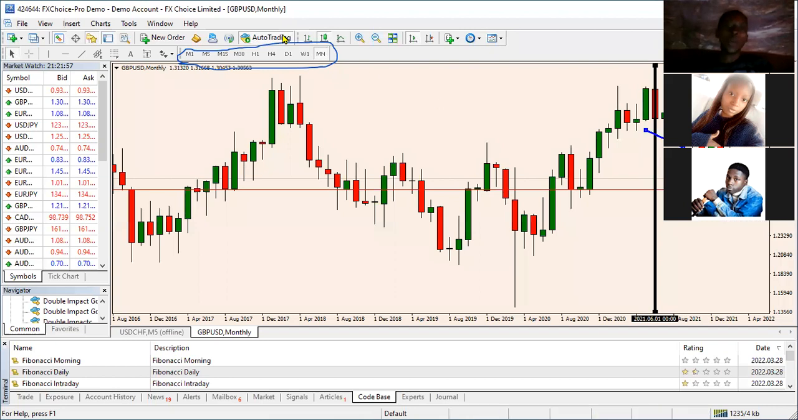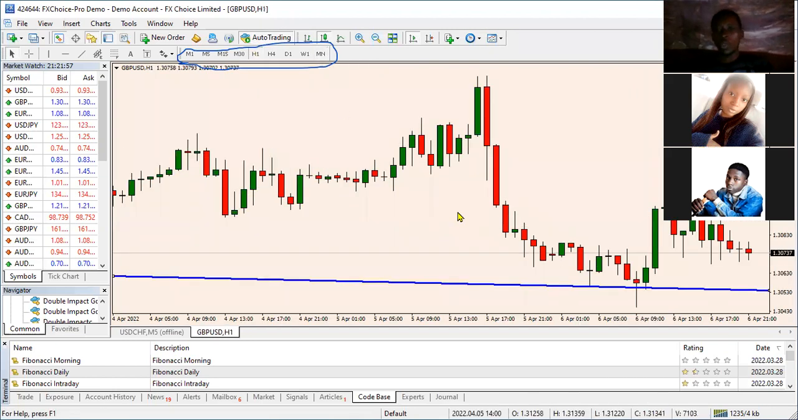So let's go back to 1 hour. You will see it now. Because all of these 1 hour candles are inside that 1 month candle. We know how many hours are in a month. We have 24 hours in a day, right? So 24 hours times 30 will give us the total number of hours in a month. Hope you're getting it.